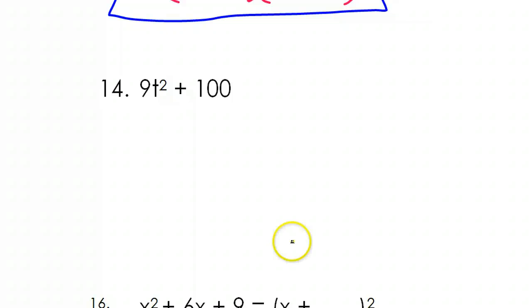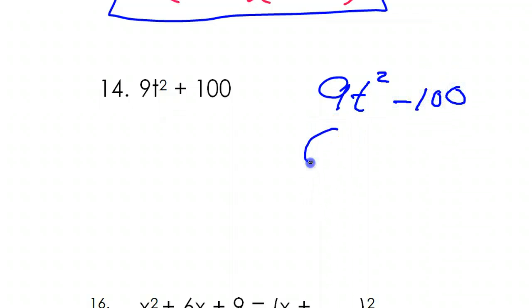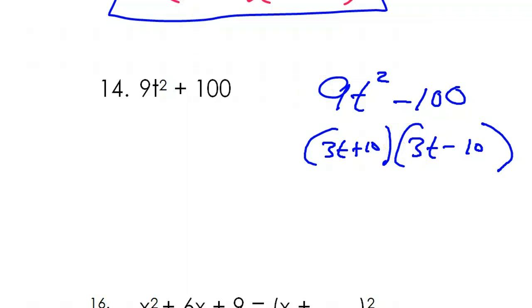Last problem. There is no GCF here. Okay, 9 doesn't go into 100. So I start thinking about factoring. It's not a trinomial, so I can't do a binomial times a binomial. That only works for trinomials. It's not the difference of two squares. If this had been 9t squared minus 100, we wouldn't be having this conversation, because I already would have been like, oh, 3t plus 10 times 3t minus 10. But it's not minus, it is plus.